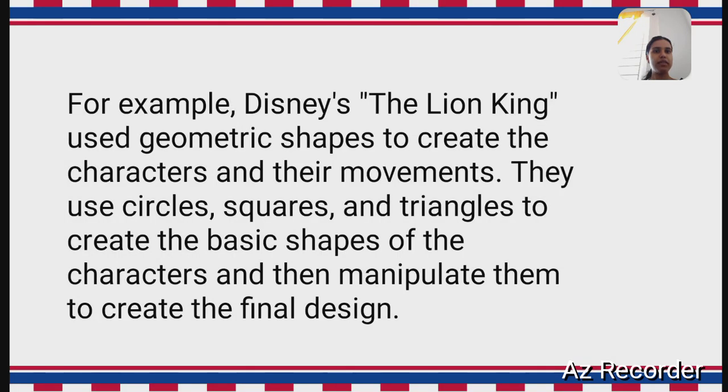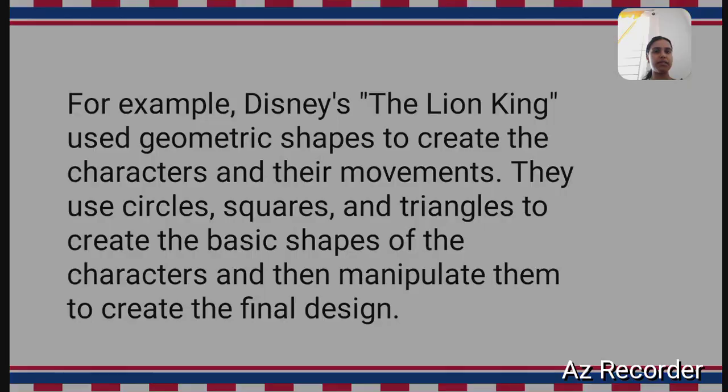For example, Disney's The Lion King used geometric shapes to create the characters and their movements. They also used circles, squares, and triangles to create the basic shapes of the characters and then manipulated them to create the final design.